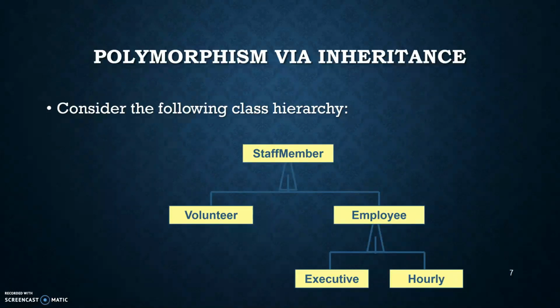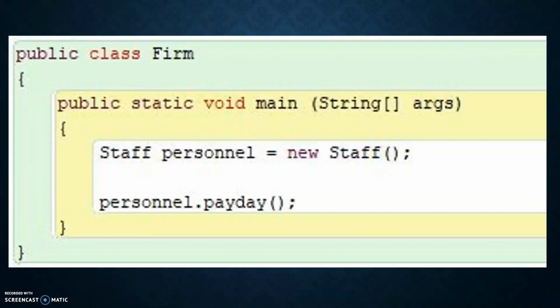Consider the following class hierarchy of staff member. The classes illustrated here represent kinds of employees of a company. Take a moment to study the hierarchy. The Firm class contains a main driver that creates a staff of employees and invokes the payday method to pay them all. The program output includes information about each employee and how much each is paid, if anything.